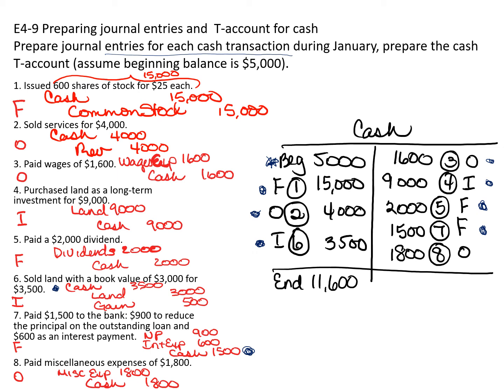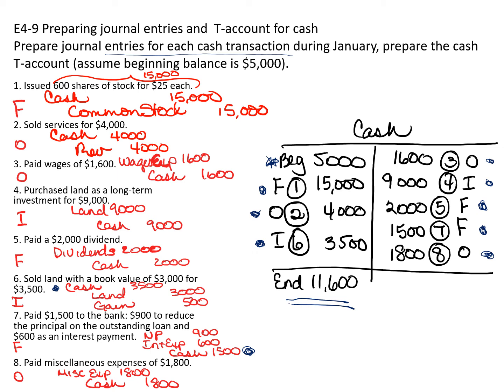And number 8, paid miscellaneous expenses, $1,800, debit miscellaneous expense, credit cash, $1,800, and that's an operating activity. We total it up and we find that ending cash is $11,600.